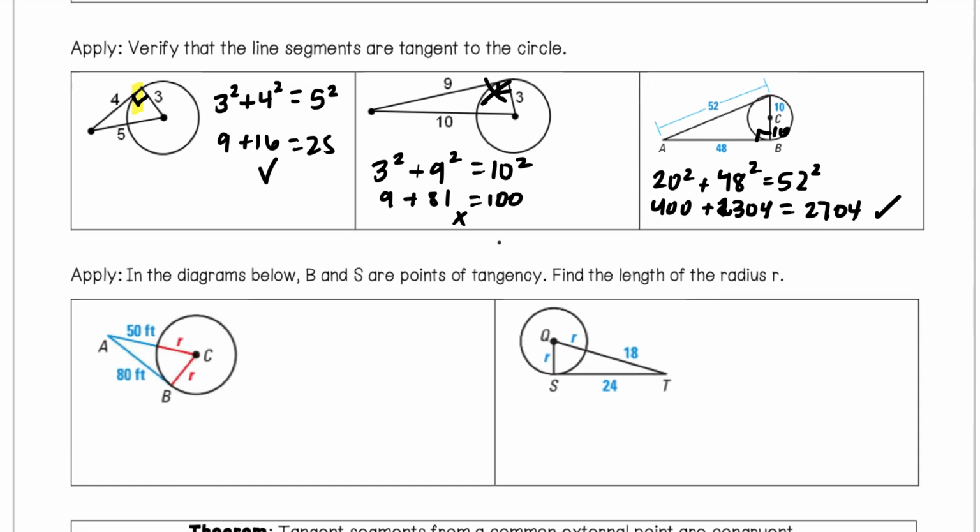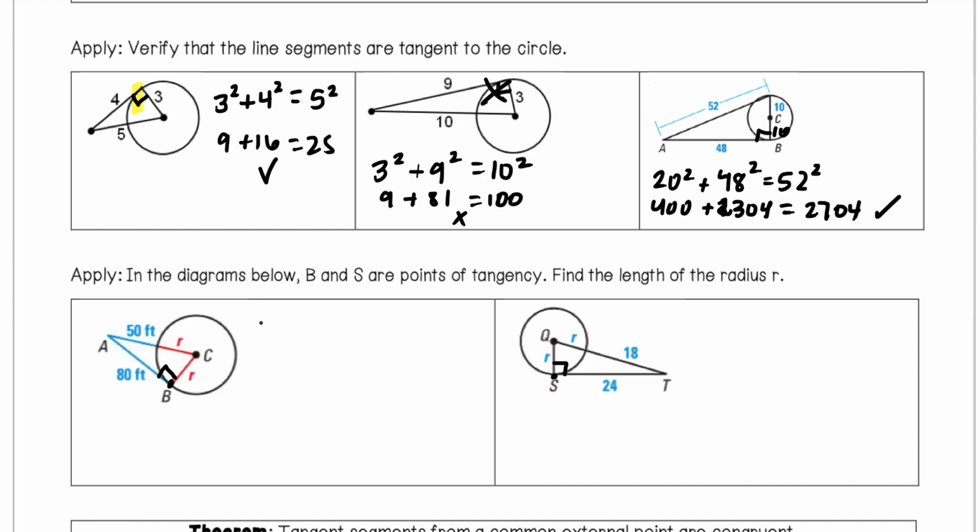In our second set of applies here, we're looking to figure out what the length of R is, and we're told that B and S are points of tangency. So given that these are a point of tangency, we know that AB must be a tangent, and therefore it is perpendicular to R. Same in our second one, we have point S, which is a point of tangency, meaning 24 is a tangent, so it is perpendicular to R. So we have two right triangles here, and we need to be able to figure out what r is.